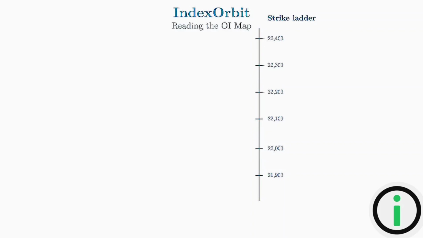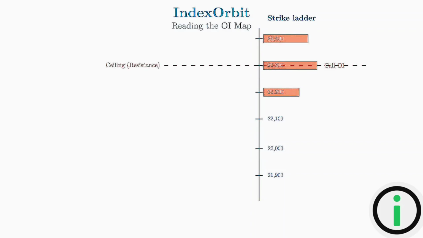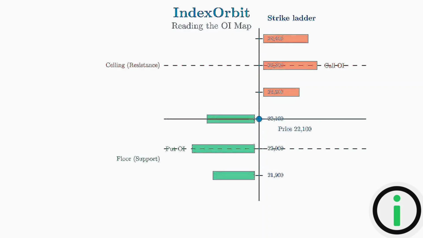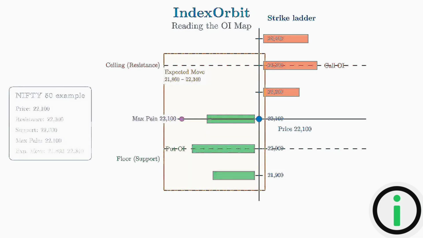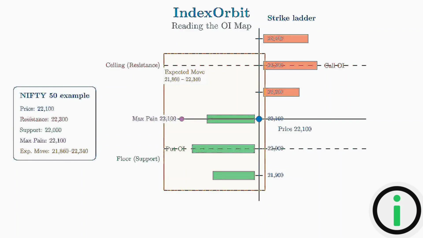A heavy call OI area can behave like a ceiling, while a heavy put OI area can behave like a floor. The indicator also adds max pain and an expected move band, giving us context about where price may trade and how far a move may be stretching. We will use one simple NIFTY 50 example throughout: price at 22,100, resistance at 22,300, support at 22,000, max pain at 22,100, and an expected move from 21,860 to 22,340.